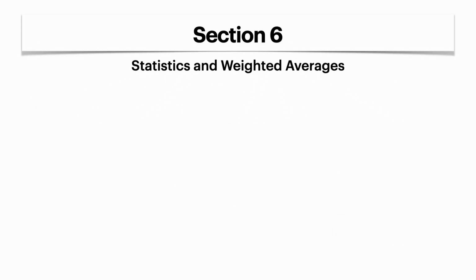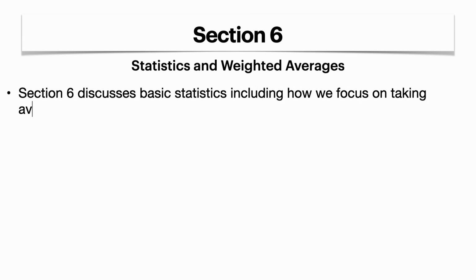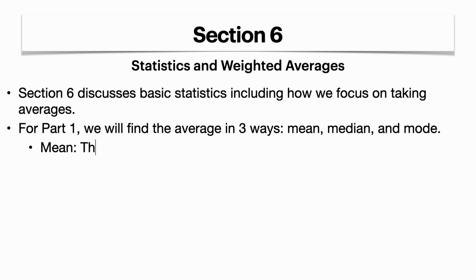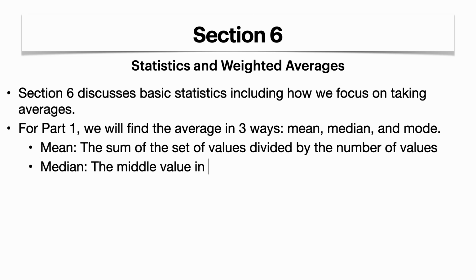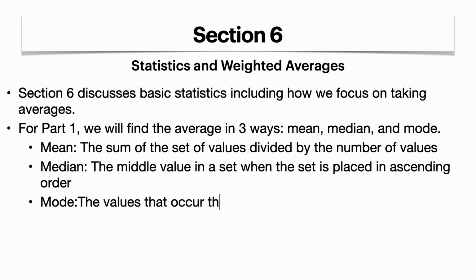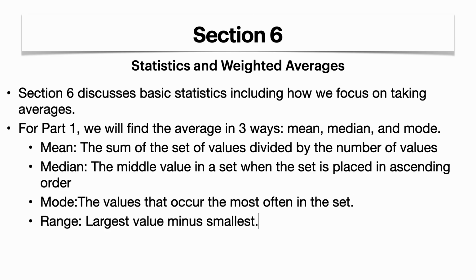Section 6, Statistics and Weighted Averages. Section 6 discusses basic statistics, including how we focus on averages. For Part 1, we will find an average in three ways: the mean, median, and mode.